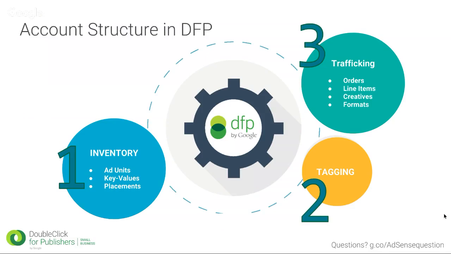And in general, there are 3 pillars that follow after the basic administration setup. The first one is setting up your inventory, followed by tagging your page with your ad units. And the last one would be trafficking in order to generate monetization.